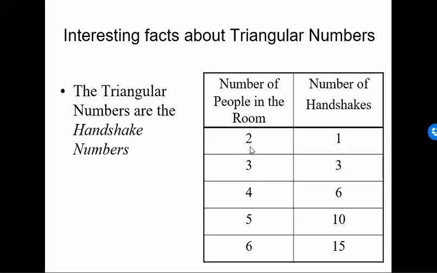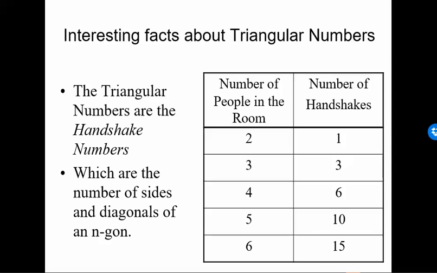So if you have 2 people in a room, there's going to be 1 handshake. 3 people in a room, 3 handshakes. 15 handshakes required for 6 people in a room. These numbers over here are our triangular numbers. Furthermore, the triangular numbers also tell us the number of sides and diagonals of an n-gon.